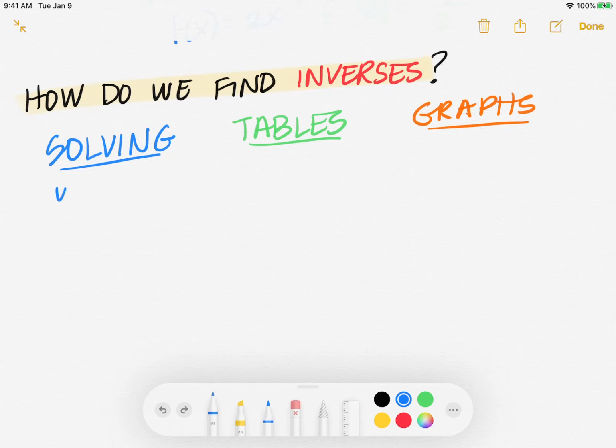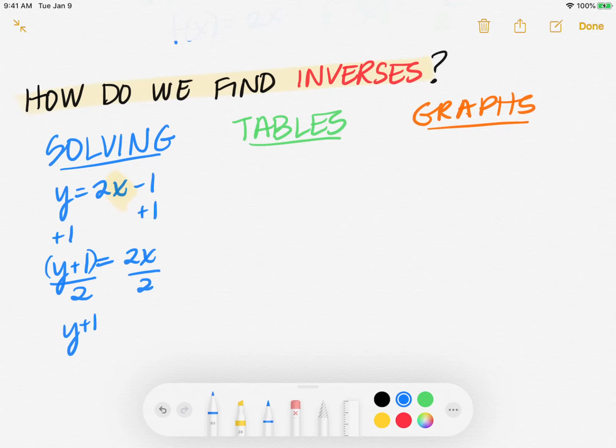If I have a function y equals 2x minus 1, solving for the inverse would look like solving for x. So let's solve for x. Add 1 to both sides. Divide both sides by 2, and we're dividing the whole side by 2, so you can put that in parentheses to really clarify it. And there we go, we solve for x.